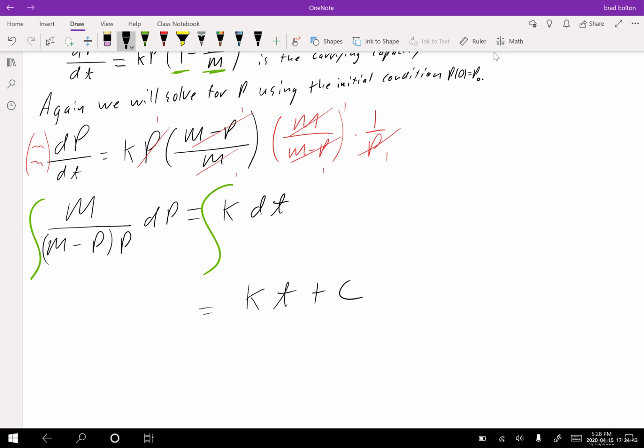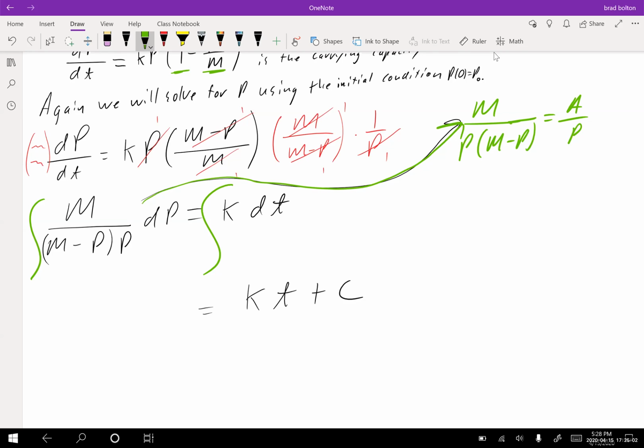I'll do a little scratch work over here on the side. Let's do it in green. Sorry about that. It's actually M over P times M minus P equals A over P plus B over, oops, not K, M minus P. So we could do a little partial fraction decomposition, PFD, to take care of this, okay?